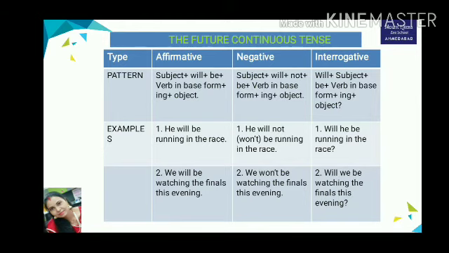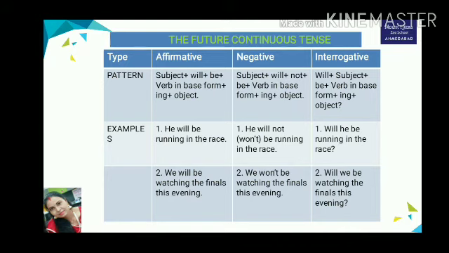Second example is we won't be watching the finals this evening. We is subject, won't, then be, then verb with ing, that is watching the finals this evening. Now for making question sentences or interrogative sentences, we simply follow this pattern. First we write will, then subject plus be plus verb in base form with ing plus object and put question mark in the end. For example, will he be running in the race?